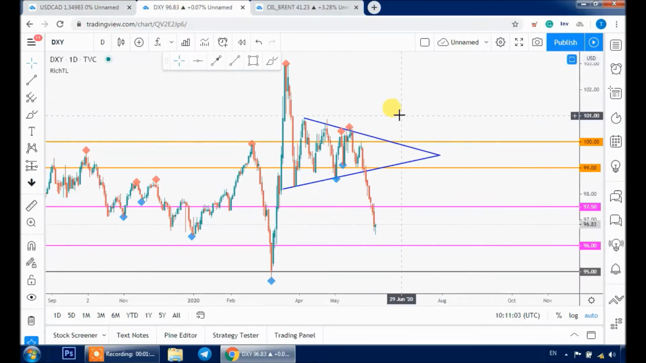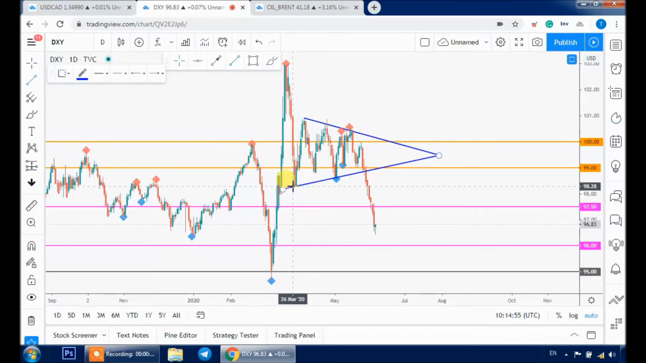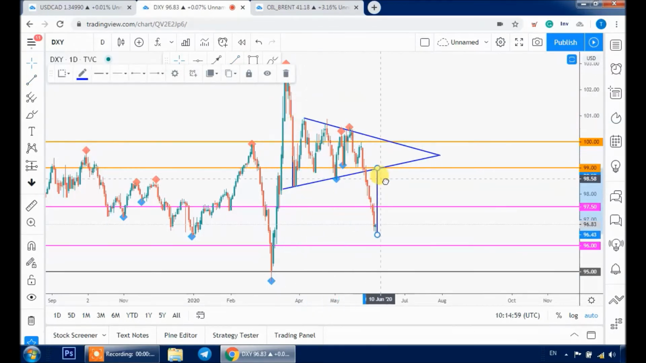Now let's check the DXY index. As you can see here, price was trading inside the symmetrical triangle and broke it downward. So here's our projection from here till here, and here we go. So price almost filled its projection.